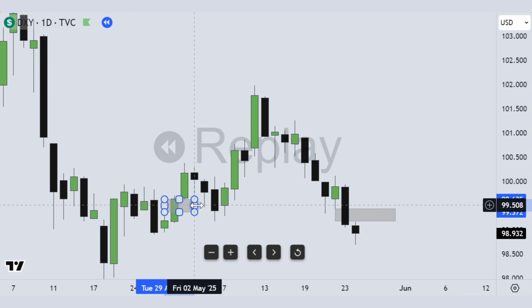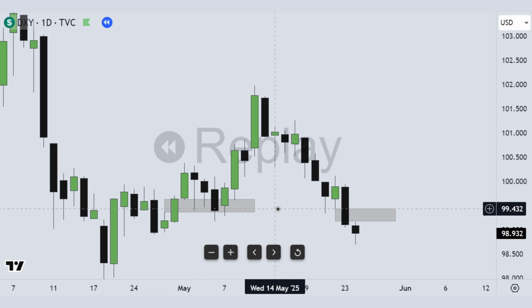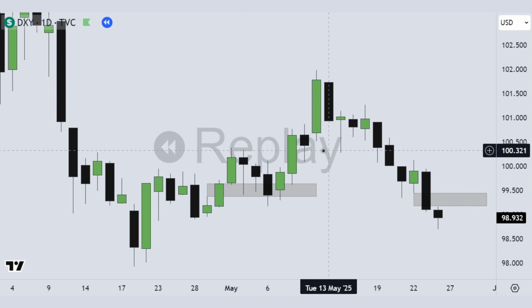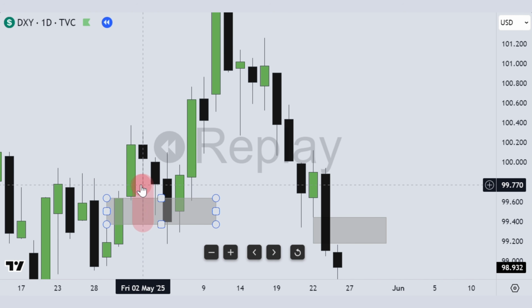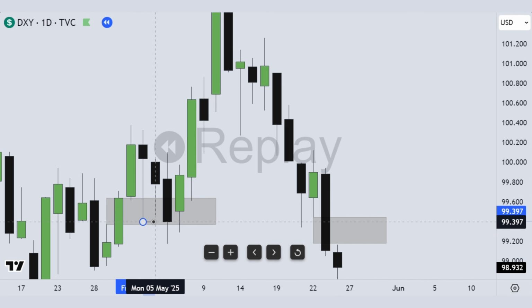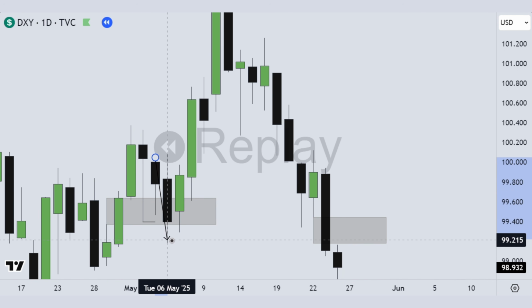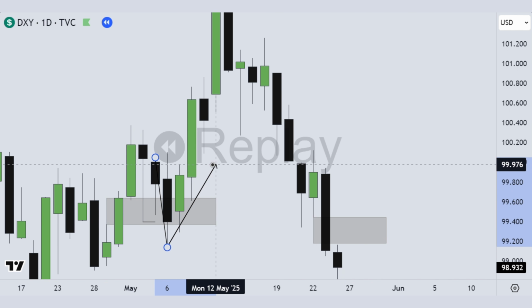For example, some traders might extend this fair value gap forward, assuming price reacted from it multiple times. However, that's not accurate in my view. What really happened here is this. Price initially traded into the gap, created a low as it attempted to move higher, then price retraced back down, swept that low, and finally moved higher.